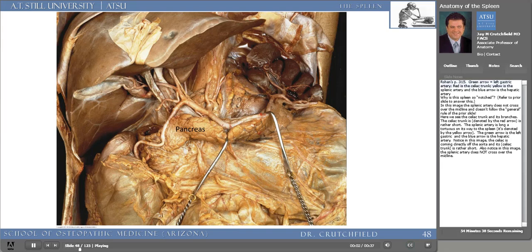Here we see the celiac trunk and its branches. The celiac trunk is denoted by the red arrow and is rather short. The splenic artery is long and tortuous and goes to the spleen. It's denoted by the yellow arrow. The green arrow is the left gastric, and the blue arrow is the hepatic. Notice in this image that the celiac is coming directly off of the aorta and its trunk is rather short. Also notice in this image that the splenic artery does not cross over the midline.